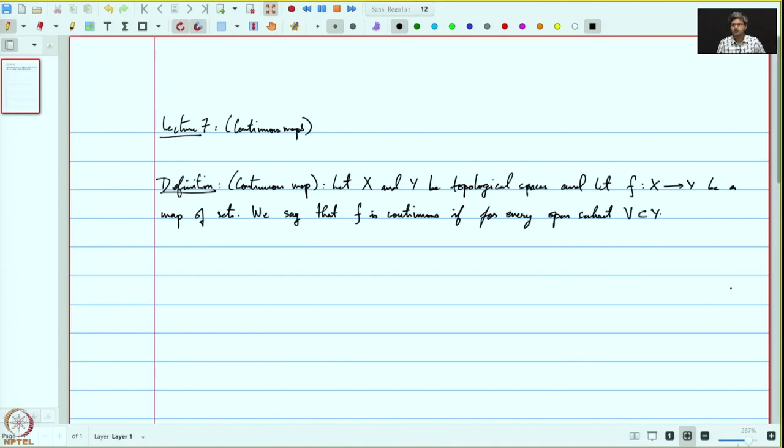V in Y. So recall what this means. Y is a topological space and therefore it has a topology tau. So we say that V is open in Y if V belongs to that topology tau. The set f inverse V, which is contained in X, is open in X. Or in short, given an open set in Y, its inverse image should be open in X. So recall the meaning of f inverse V. This is those x in X such that f of x belongs to V.